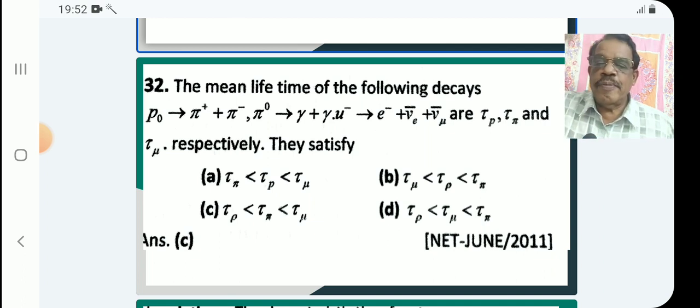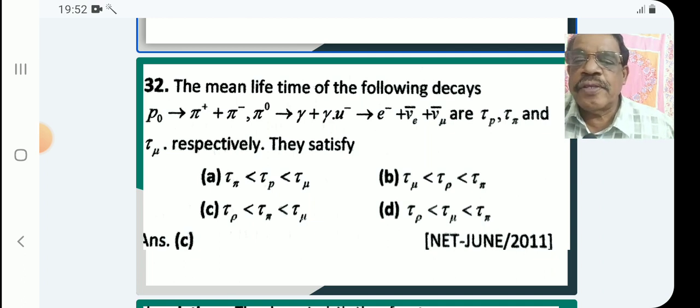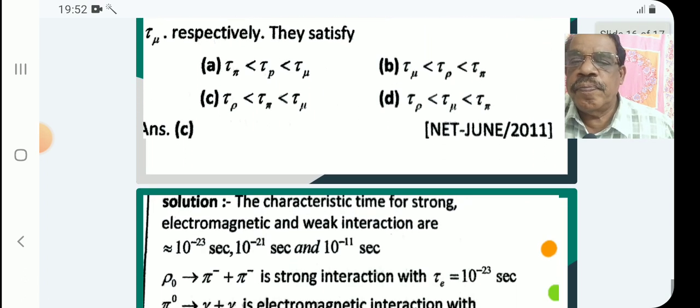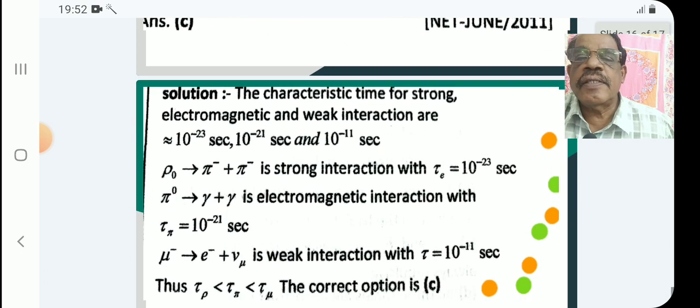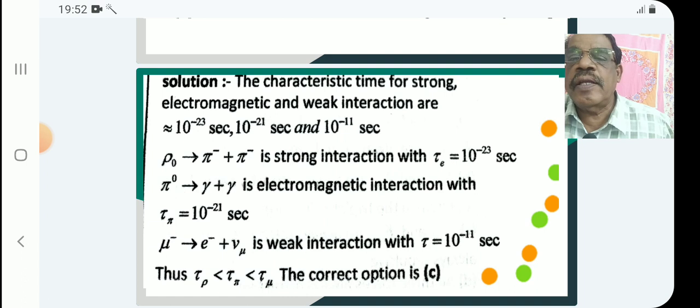That depends on the mass. Proton has greater mass, and in this group, mu has the lowest mass. So the lifetime depends upon the mass of particles, and the solution is given here. The characteristic times for strong, electromagnetic and weak interactions are 10 raised to minus 23 second, 10 raised to minus 21 second, and 10 raised to minus 11 second.